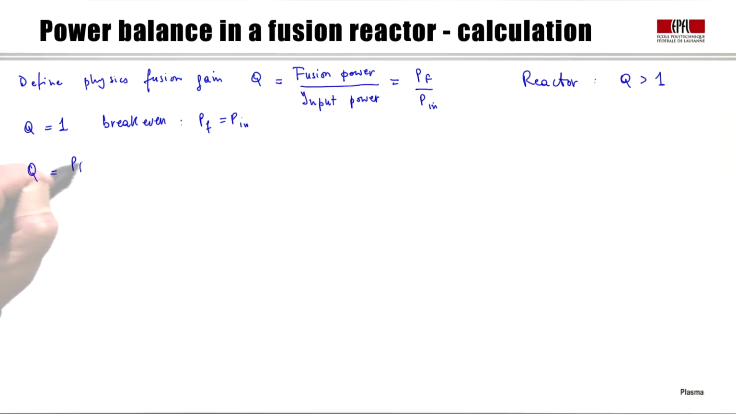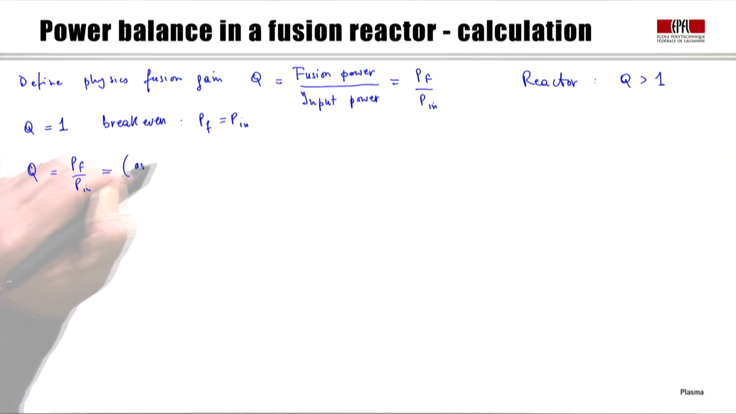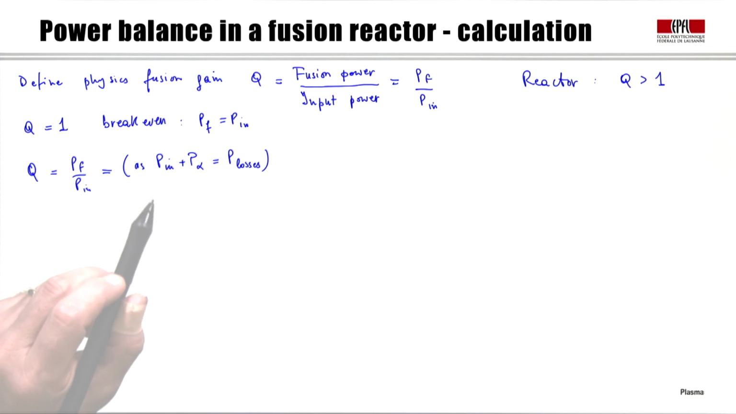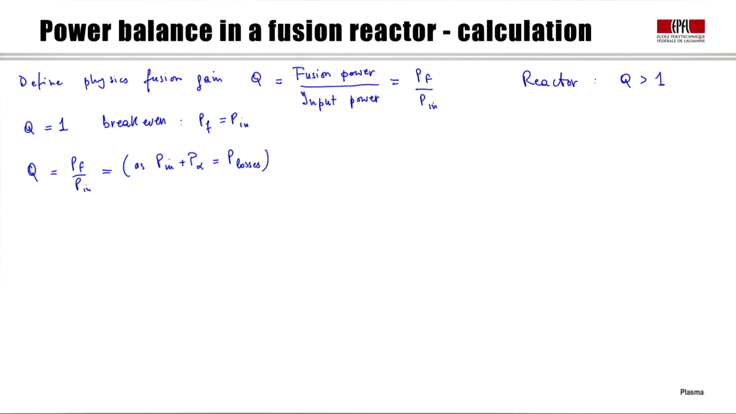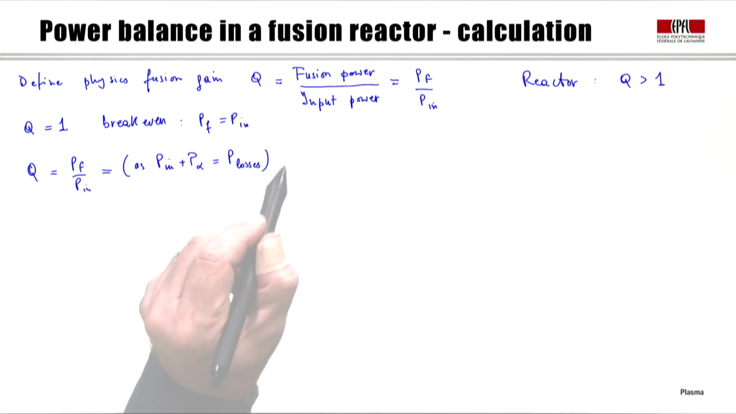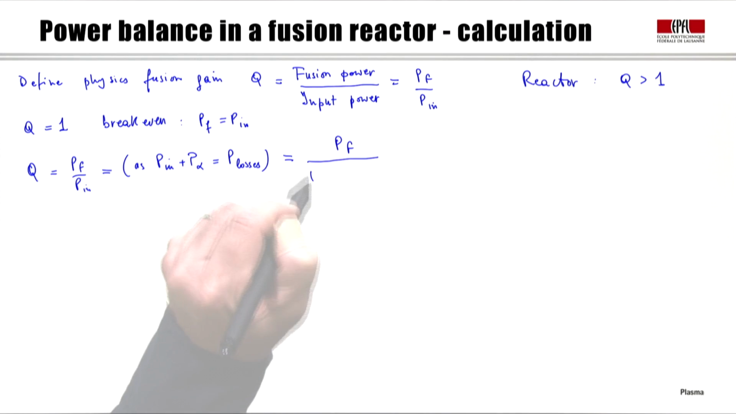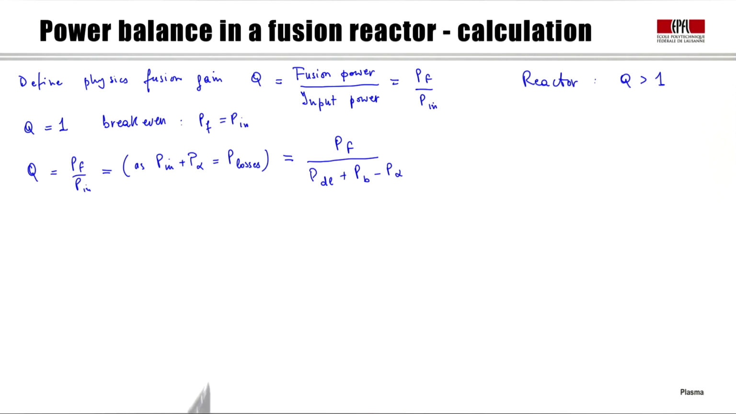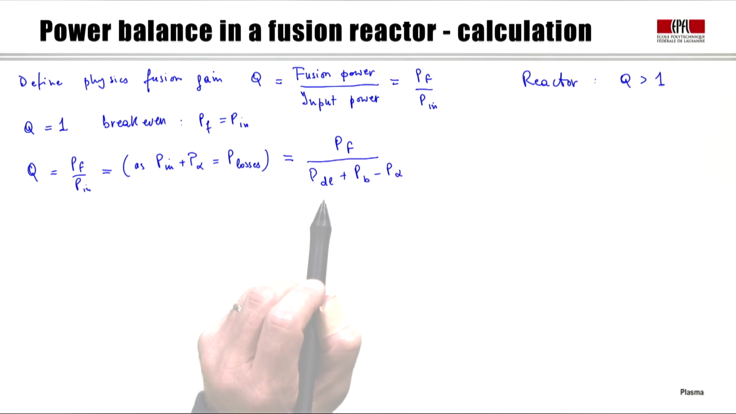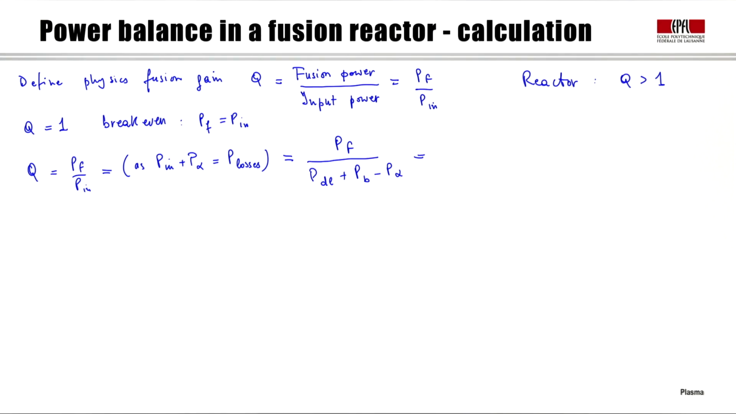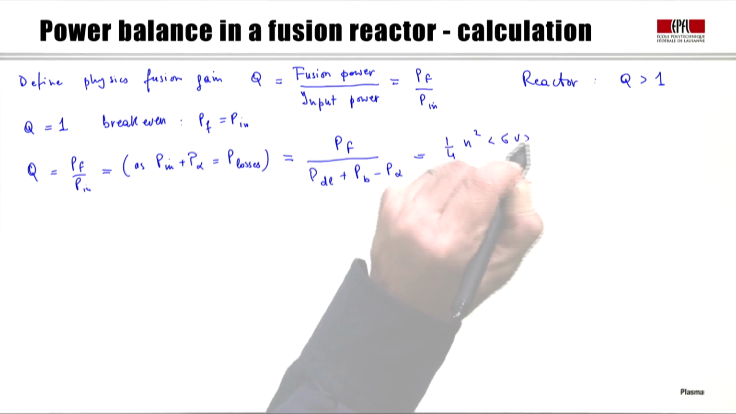Let's evaluate this condition for the value of Q to be larger or equal to 1. As the sum of the input power from outside the reactor and the alpha particle power has to be equal to the losses, I can replace P in by the difference between the losses and the alpha particle power. Here I have specifically indicated the two kinds of losses, the direct losses, convection and conduction, and the Bremsstrahlung losses. Now we can replace the expressions that we have derived before in this ratio.